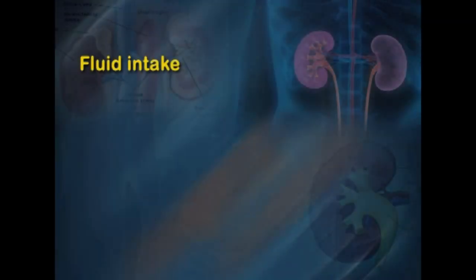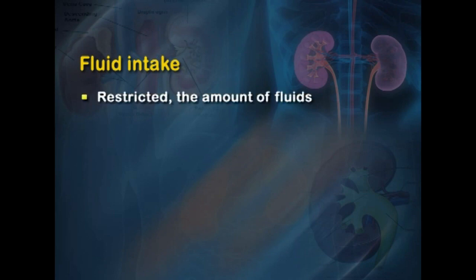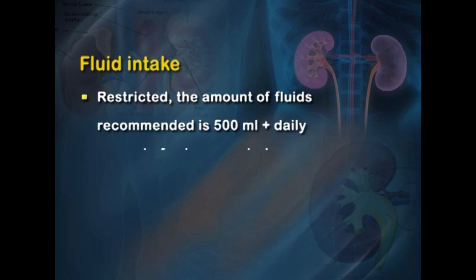Now the third major component here is the fluid intake. It has to be restricted. Generally, the recommended amount of fluid is 500 ml plus whatever is the total amount of water lost from the body as urine. So that is all the fluid that is suggested for a patient with glomerulonephritis.